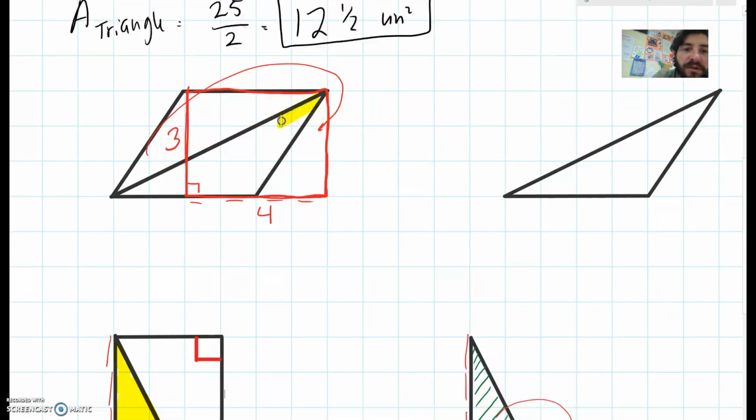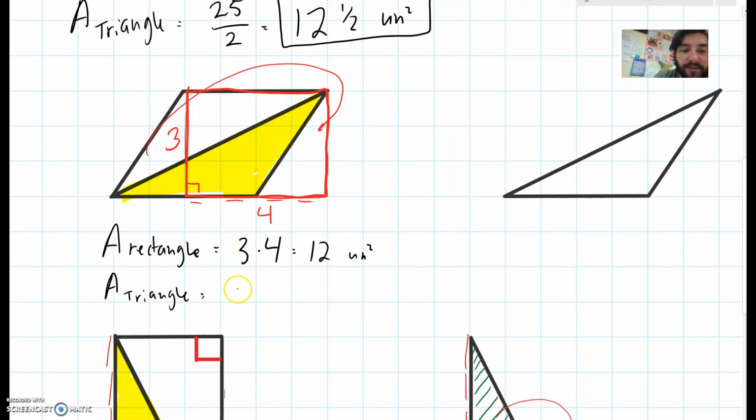But remember, we just wanted the area of just one of those triangles. Even though we cut a piece of this yellow, a piece will be over here, and a piece of that will be up here. So the area of the rectangle is 3 times 4, which is 12 square units. But the area of the triangle is just half of that, because we doubled the triangle to get what we have here. So it's 12 divided by 2, which is 6 square units.